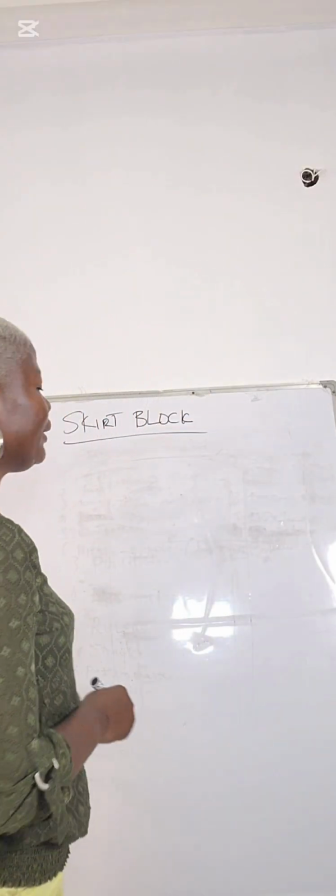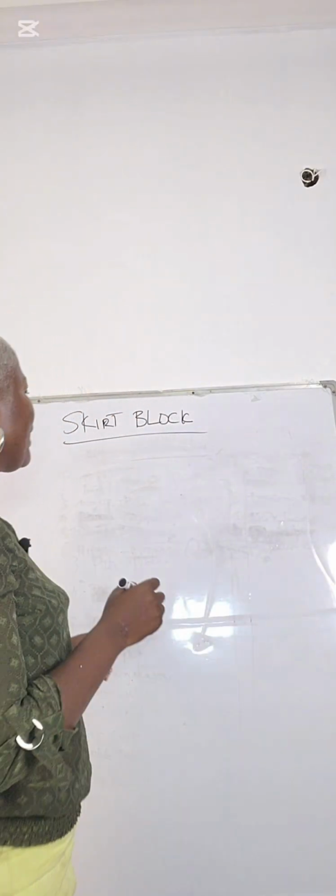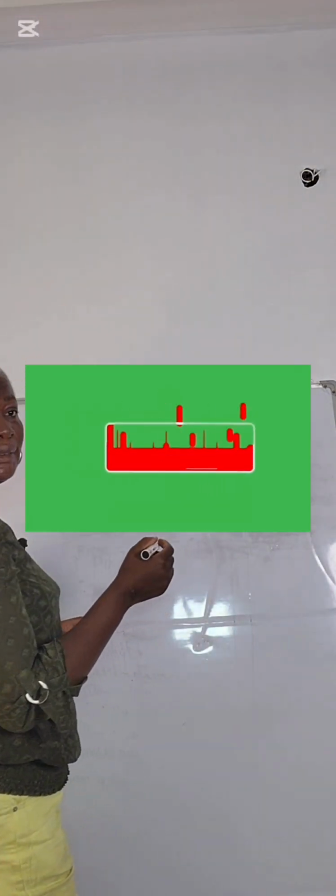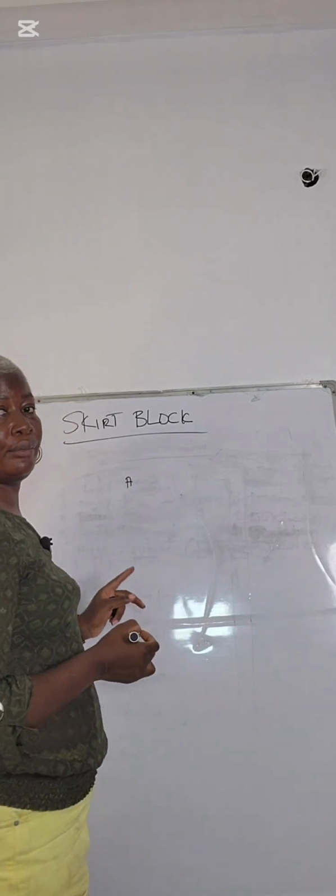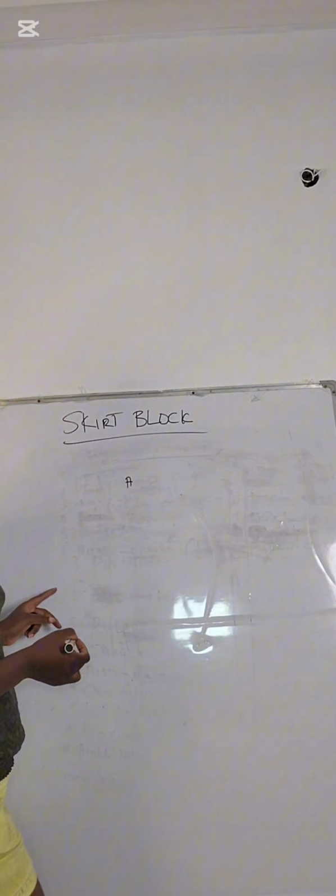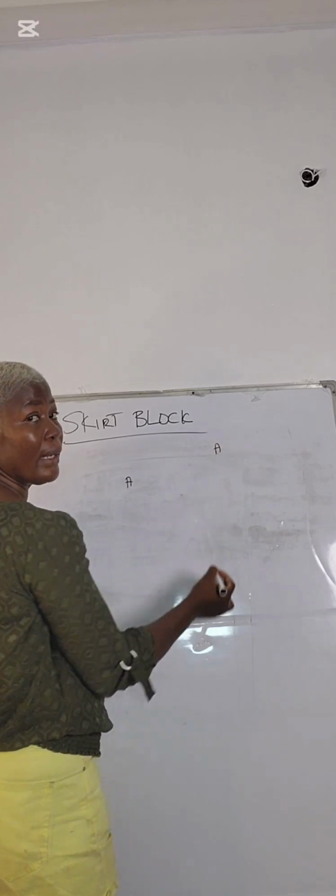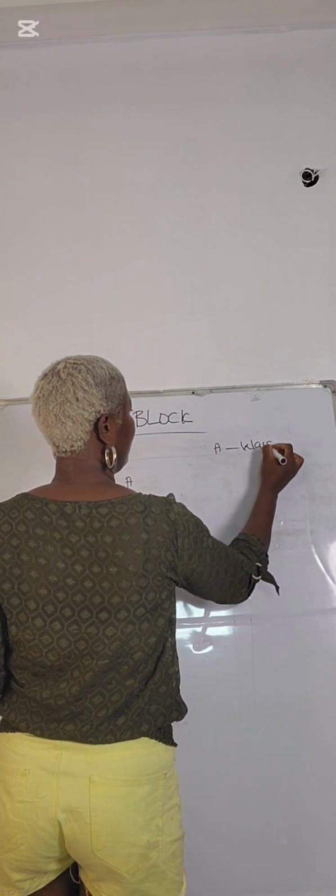We have our A. What is A? Is our waistline. So here is my A. So now I said A is what? My waistline. I said A is my waistline. So this is my A and my waistline.